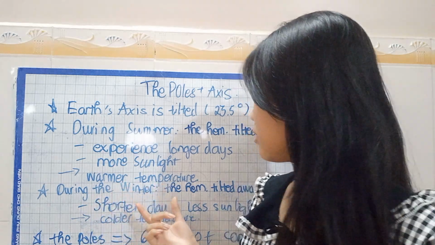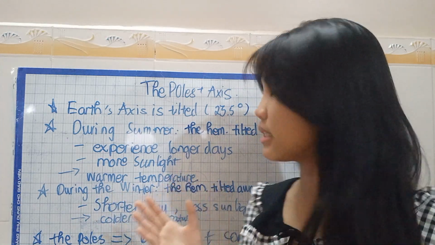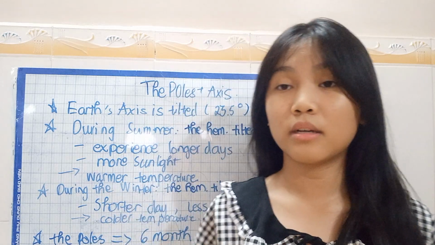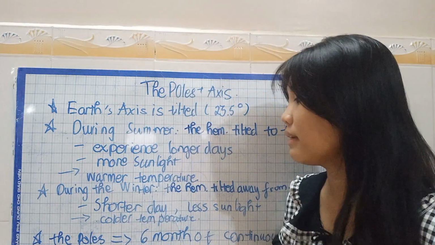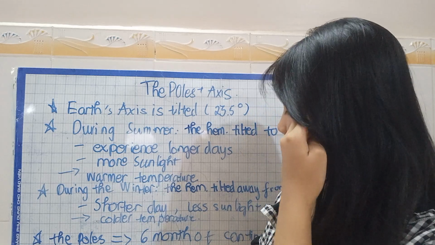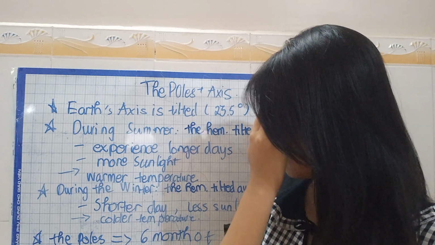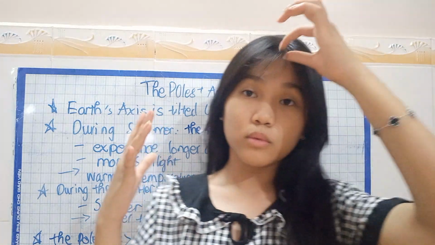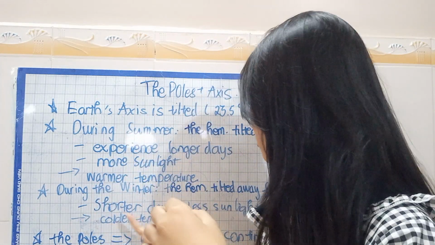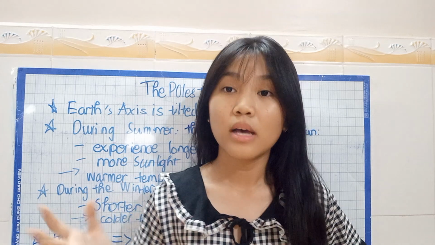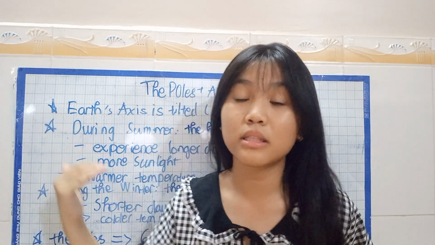But during the winter, what happens? The hemisphere that's tilted away from the sun, that's when it's experiencing winter. So that's when it's receiving shorter days, and it's also colder in temperature, right? Because basically it's receiving less sunlight, so it's receiving a colder temperature too. So that's what happens with the seasons here.